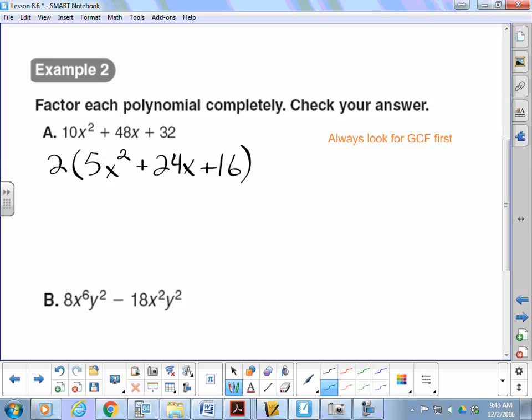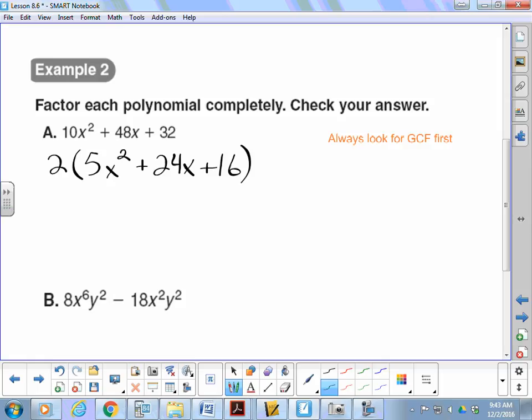Now we need to look to see if we can factor that. First of all, I'll look for a perfect square trinomial. Is this a perfect square trinomial? What's left in the parentheses? No, because the 5 is not a perfect square. So then we have to use our other method for trying to factor trinomials with a leading coefficient different than 1.